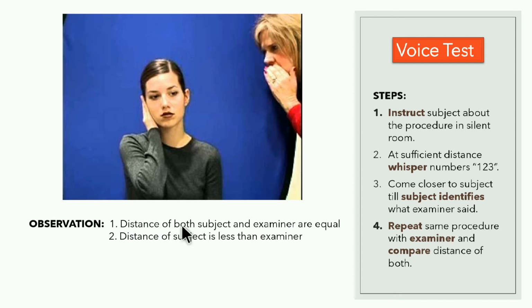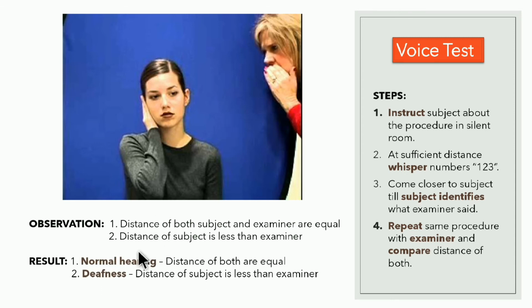One is that the distance of both subject and examiner are equal. So subject and examiner, the distance of both of them are equal. One scenario. Another scenario is the distance of the subject is less than that of the examiner. That means the person has to come very close to hear. So the distance of subject is less than examiner. Why only two scenarios? Because we are considering the examiner as normal. That is why only two scenarios.